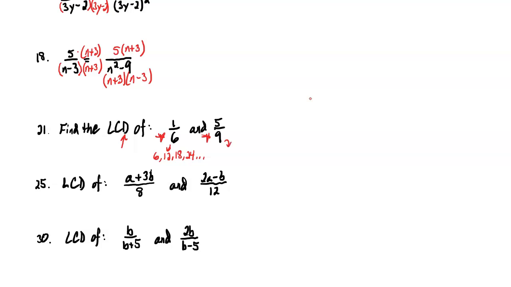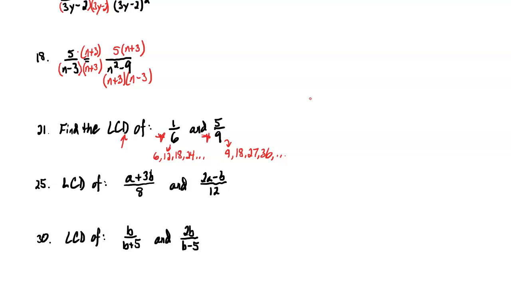Now, what numbers are the multiples of 9? Well, the first multiple of 9 is 9 itself. That's 9 times 1. 9 times 2 is 18. 9 times 3 is 27. 9 times 4 is 36. Dot, dot, dot. This list continues.